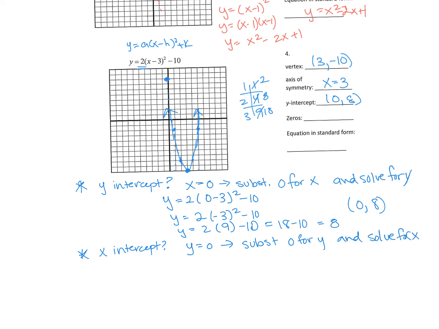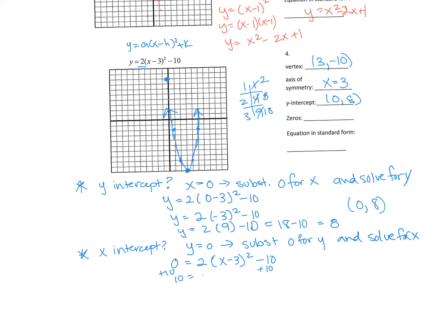So in this problem, when I set it equal to 0, I have 2 times, in parentheses, x minus 3 squared, minus 10. I really don't think this is a good candidate for factoring, quadratic formula, or completing the square, because this is set up with only one squared term. This is a good time to solve by taking the square roots of both sides. Remember, in that method, my first step was to isolate my squared term. So let's add 10 to both sides.